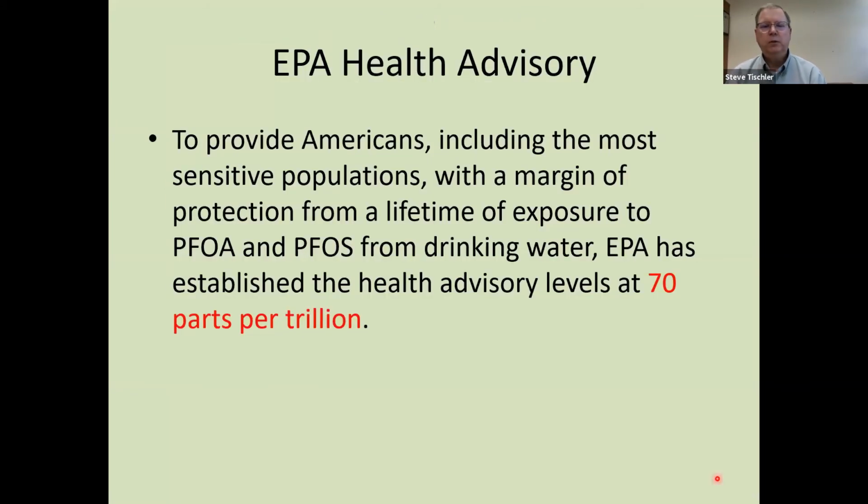And they came out with this statement: to provide Americans, including the most sensitive populations, with a margin of protection from a lifetime of exposure to PFOA and PFOS from drinking water, the EPA has established a health advisory level at 70 parts per trillion. So this was their reaction, to set a health advisory level for just these two compounds, the combination of these two or individually, PFOA and PFOS, at 70 parts per trillion. So any questions about that?